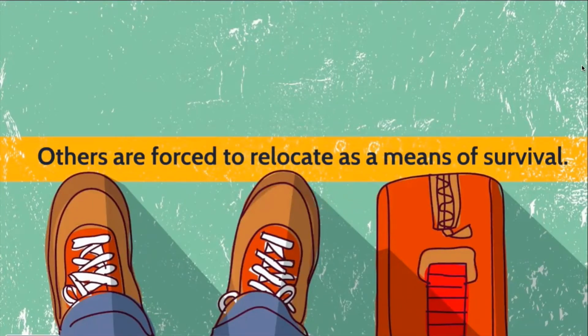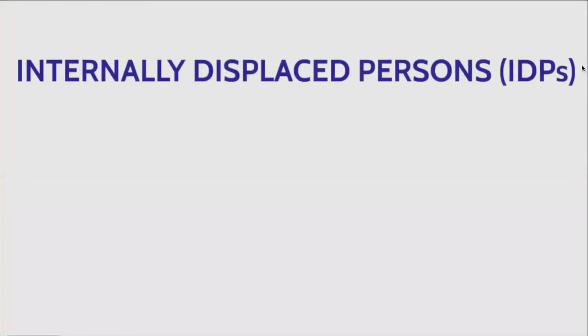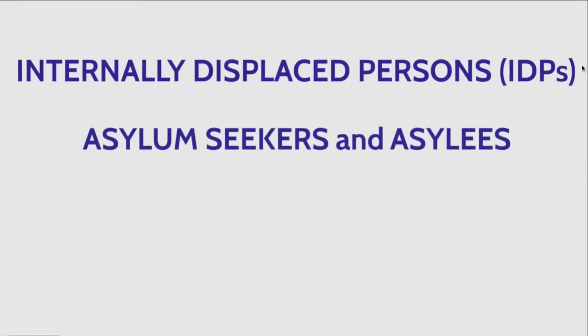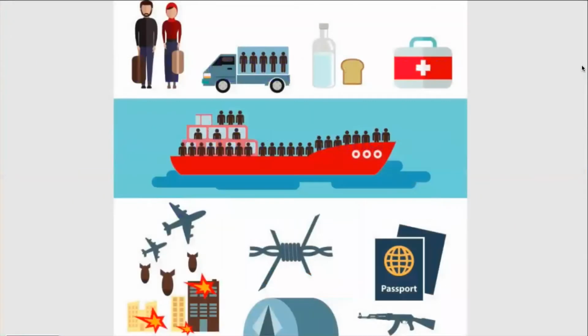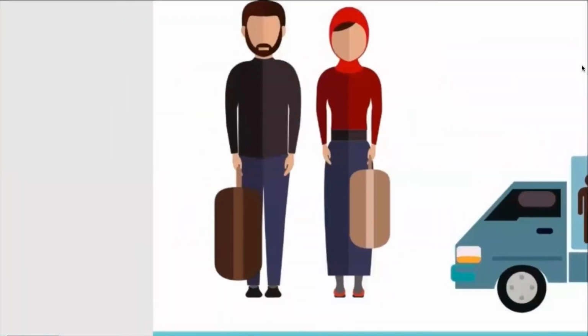Others are forced to relocate from their homes as a means of survival. In the process, they may be required to leave behind homes, possessions, loved ones, businesses, and personal histories. These categories of individuals include internally displaced persons, or IDPs, asylum seekers and asylees, special immigrant visa holders, or SIVs, and refugees.